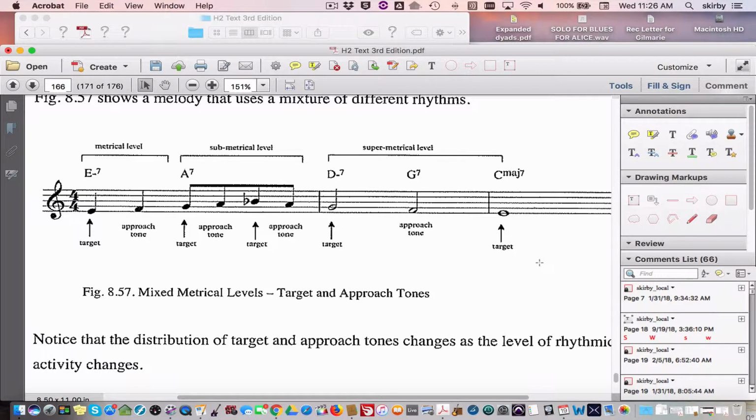Okay, here's a combo. This is a combination of things, because melodies don't always go in the same note value all the way through, obviously. That would be kind of boring. So we have a metrical level for a while, then we go to submetrical level, then we go to supermetrical level, and so we get this.